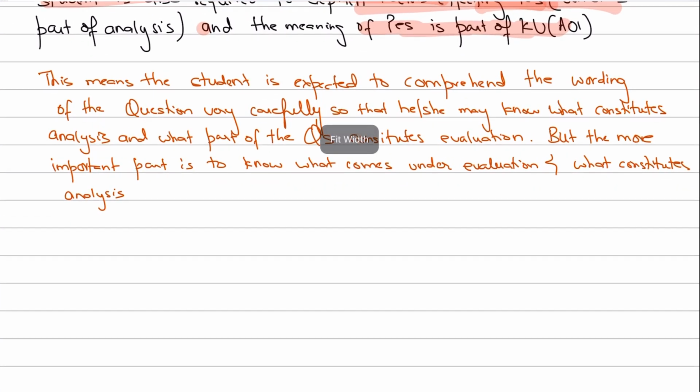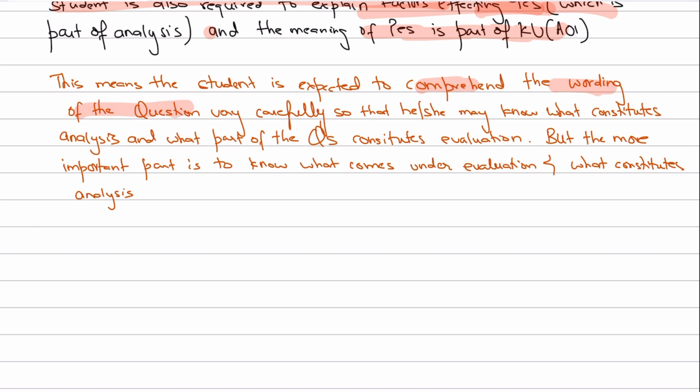So remember that it's very important for the student to comprehend the wording of the question, break the question down, read it maybe in your own mother language, your own national language, and interpret in that language, break down the question into 2 parts so that it becomes easier for you. The student needs to comprehend the wording of the question very carefully so that the student may know what constitutes analysis and what constitutes evaluation. But the more important part is to know what comes under evaluation and what constitutes analysis. For this, you need to hang on till my next video.